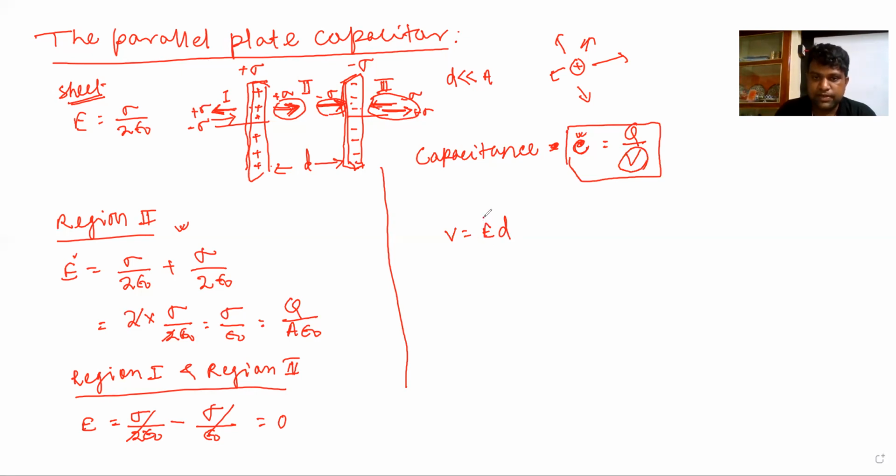So if I replace this value of E from region 2 that we have derived, that is Q by A epsilon naught, and d is here. So this is your V.